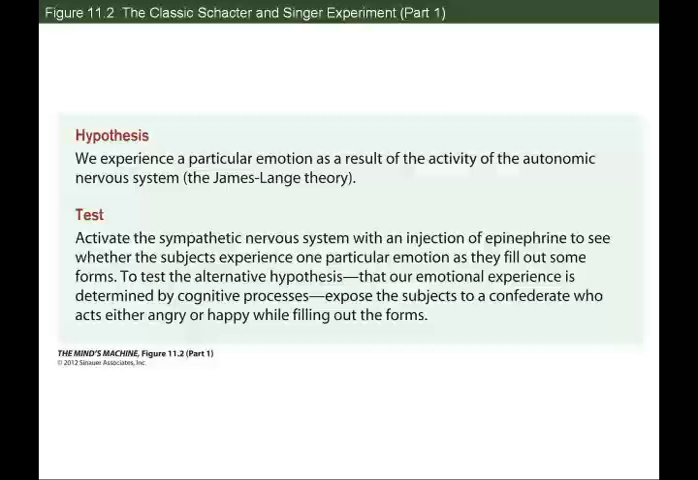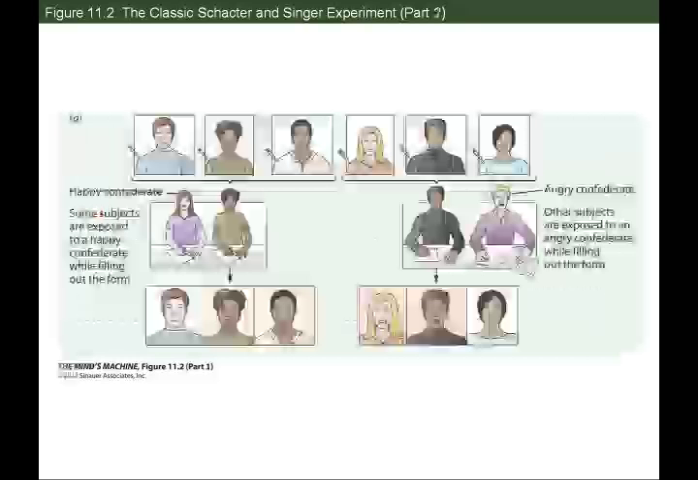Now, they're filling out applications, which is not really any kind of emotion-evoking event. But what was an emotion-evoking event is that they had Confederates that worked with the researchers, where half the group was exposed to a Confederate who was just a frustrating, angry person, and the other half was exposed to a Confederate who was just a happy person. So half had an angry Confederate, half had a happy Confederate.